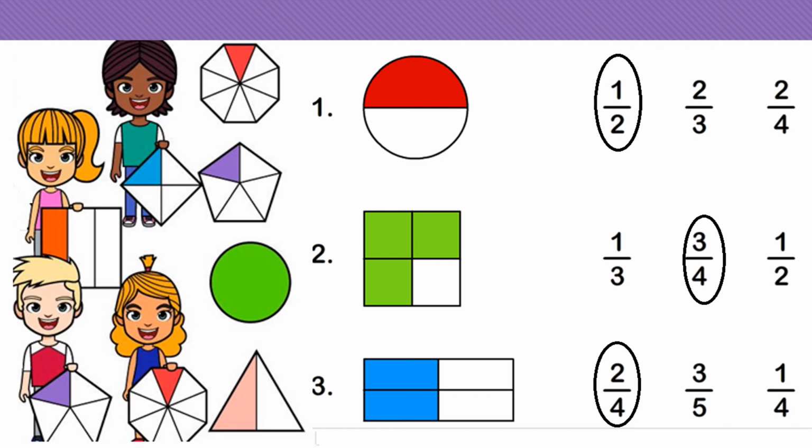The square has been cut into 4 equal parts, of which 3 have been shaded. So we say the fraction is 3 by 4. The rectangle has been cut into 4 equal parts, of which 2 have been shaded. So we say the fraction of the blue color is 2 by 4.